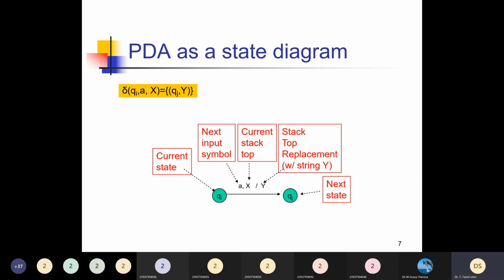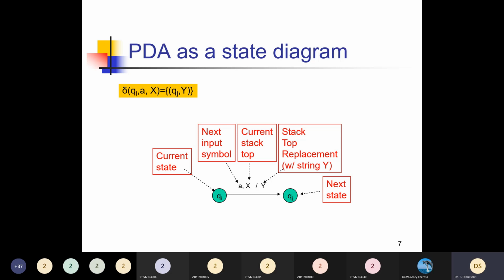See here, the state diagram or transition diagram representation. That is a circle, which is a state, and then we have one edge from one state to another state. It is a directed edge. We have to label the edge also. We are using three values on edges. The first value is the input symbol, the second value is the stack value, and the third is the stack top replacement.